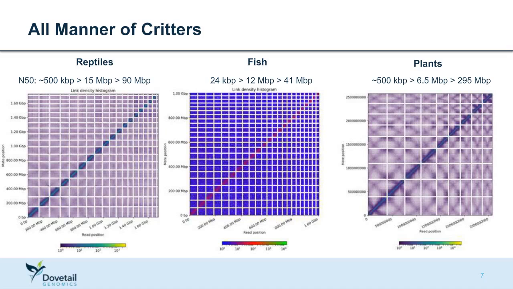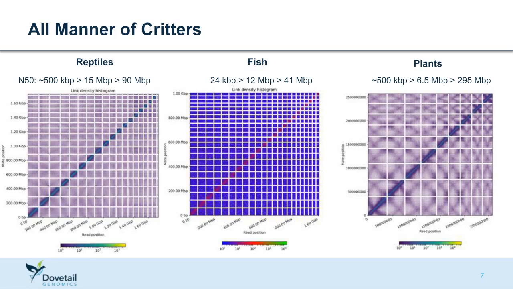In the middle is a fish. I know it's a bit harder to see than the others, and I apologize for that. This one has something like 23 or 24 chromosomes, and again, a nice improvement from Chicago, from a very fragmented input, a 24 kilobase starting point, up to 12 megabases, and then again, after adding the Hi-C data, we're back up to full chromosomes.